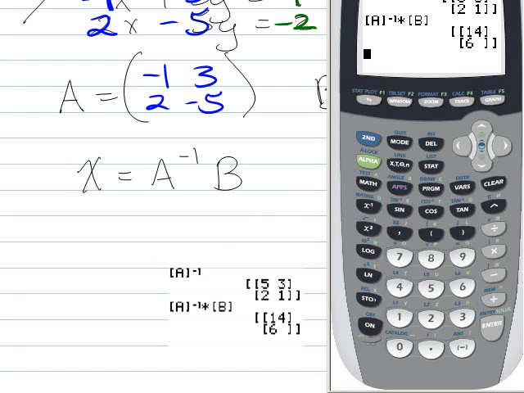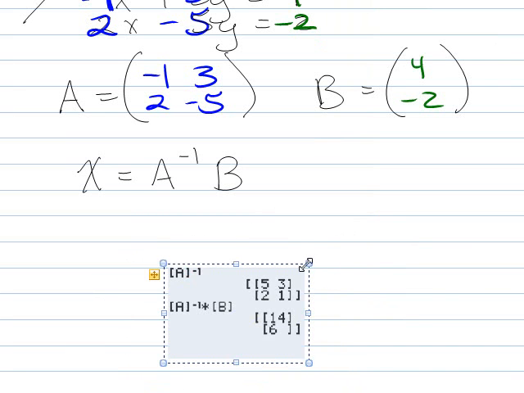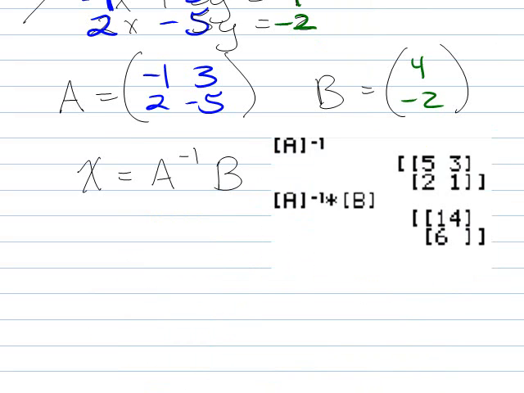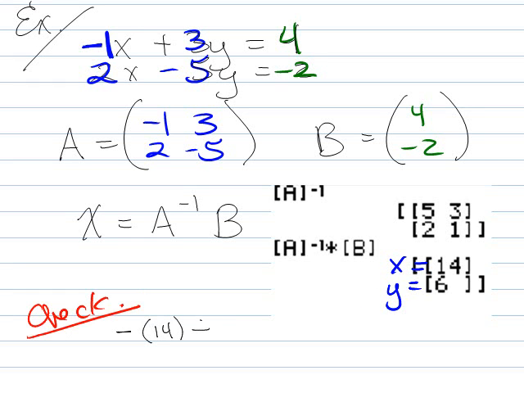The answer to the problem is 14, 6, in that x equals 14 and y equals 6. Do you believe me? Let's check it. Alright, I said I had negative x, so negative 14 plus 3 times y, does that equal 4? Got negative 14 plus 18, that equals 4, so the first one checks out.